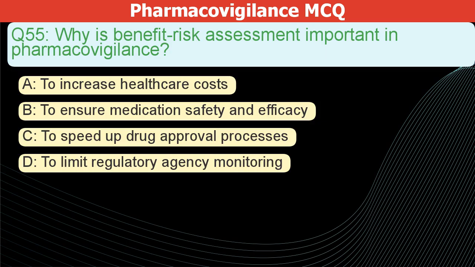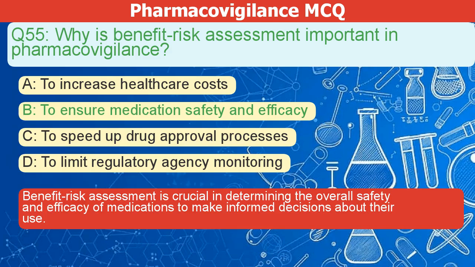Why is benefit-risk assessment important in pharmacovigilance? A. To increase healthcare costs. B. To ensure medication safety and efficacy. C. To speed up drug approval processes. D. To limit regulatory agency monitoring. The correct answer is B. Benefit-risk assessment is crucial in determining the overall safety and efficacy of medications to make informed decisions about their use.